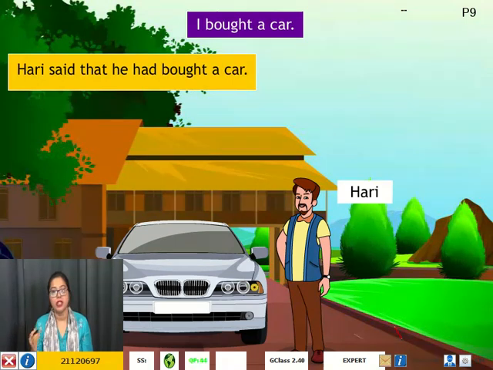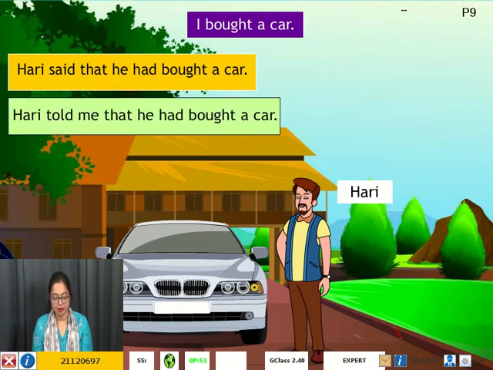Now we are converting this direct speech into indirect speech. Have a look at the sentence. Hari said that he had bought a car. Hari told me that he had bought a car.